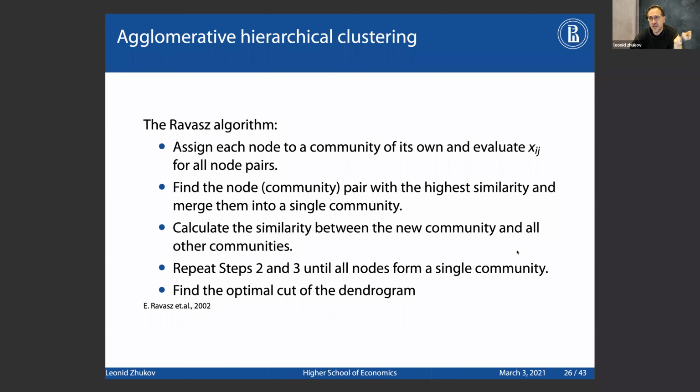Now, again, this algorithm will work well for smaller graphs. It's not going to work too well for large graphs because the computational complexity of finding the node pair with the highest similarity, comparing all the similarities with all other nodes, that's what will take lots and lots of time and computational effort.